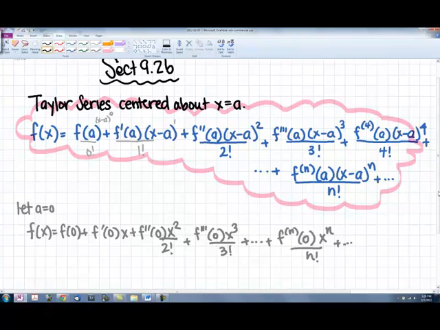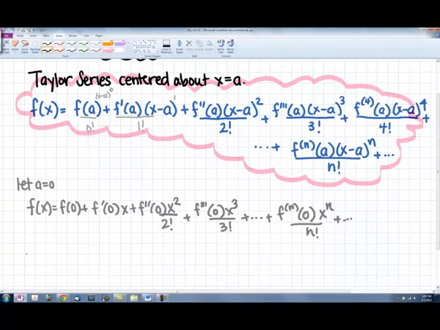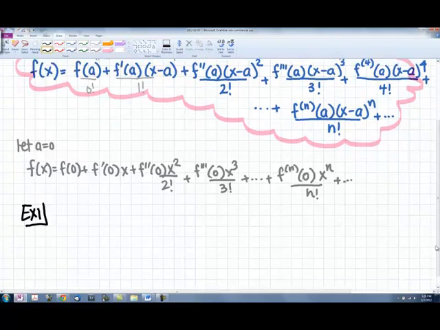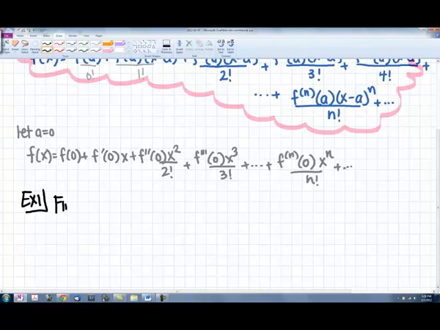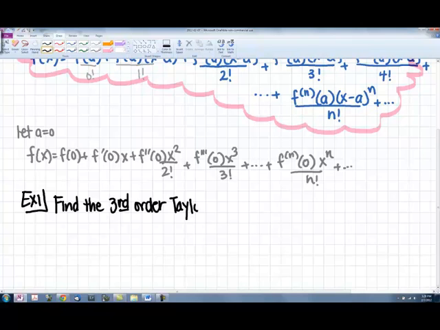So we're going to instead focus on all of these Taylor series centered about some number not 0, so x equals a. So that's what we're going to focus our 3 examples on today. So the first one, we are going to find the third order Taylor polynomial for f of x equals sine x about a equals pi over 3. So instead of it being centered at 0, it's going to be pi over 3.